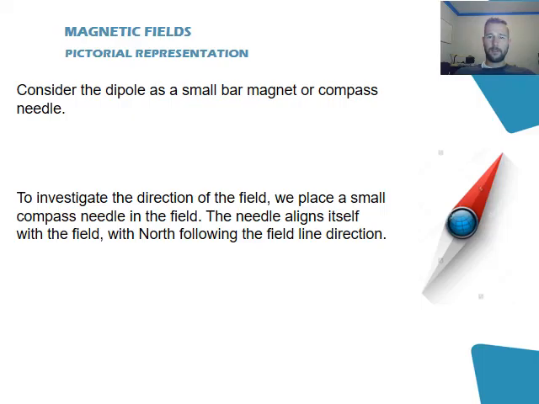Now with magnetic fields, we use a magnetic north dipole, so we can consider this as a small bar magnet or compass needle. Now we can't have a north pole isolated on its own, as they come in pairs, like with a north and a south. So even if we had a bar magnet and we cut it in half, there'll still be a north and a south on each part. This is because magnetic fields form closed loops. Now to investigate the direction of a magnetic field, we place the dipole in the magnetic field, and the needle aligns itself with the field, with the north following the field line direction.